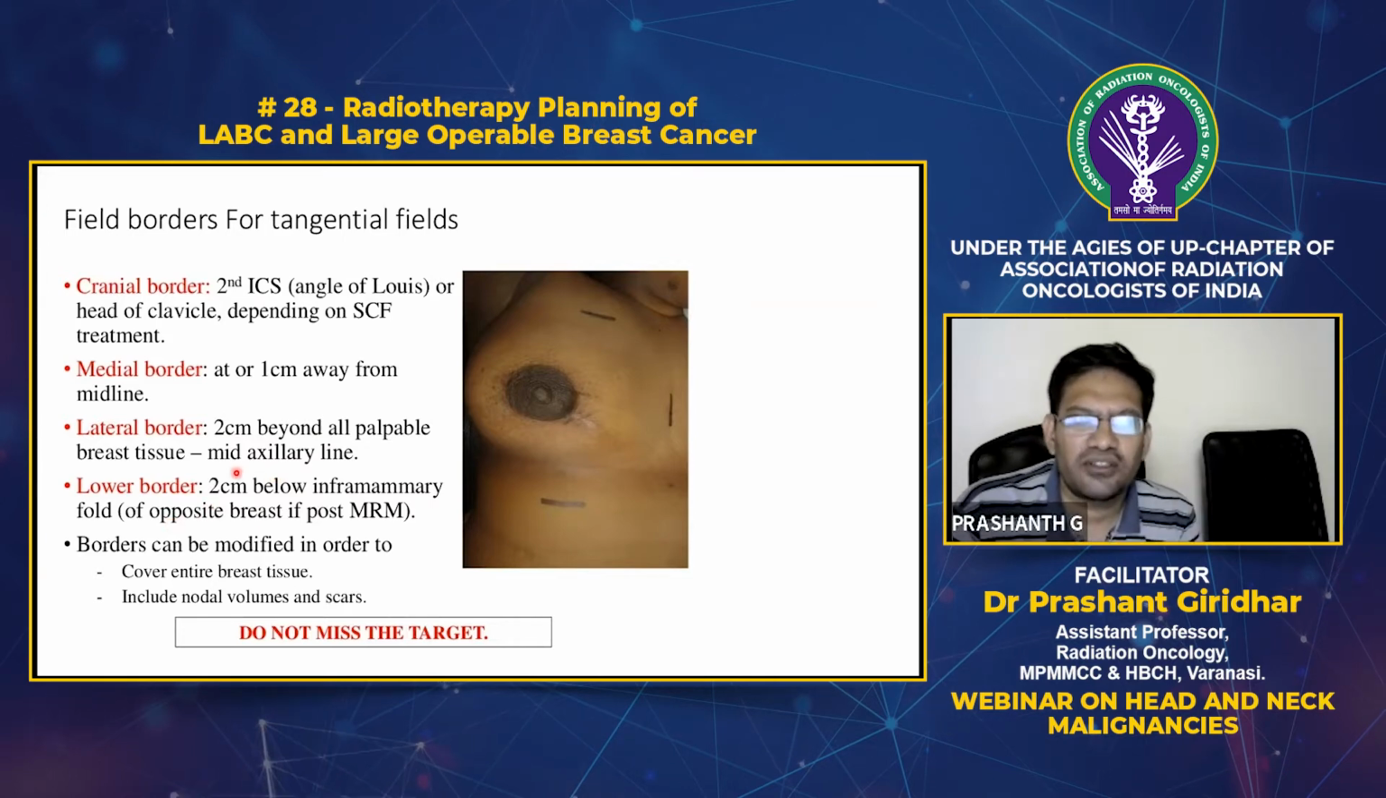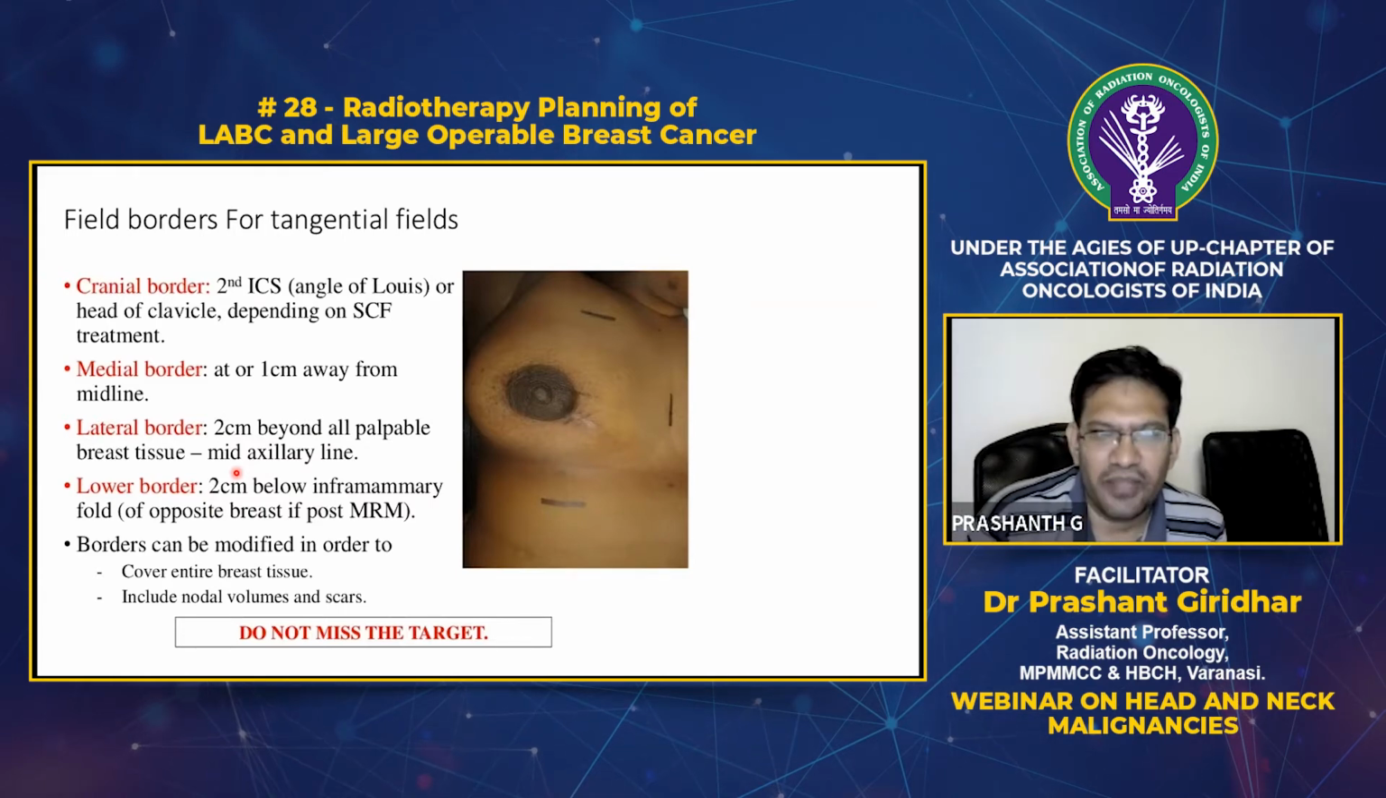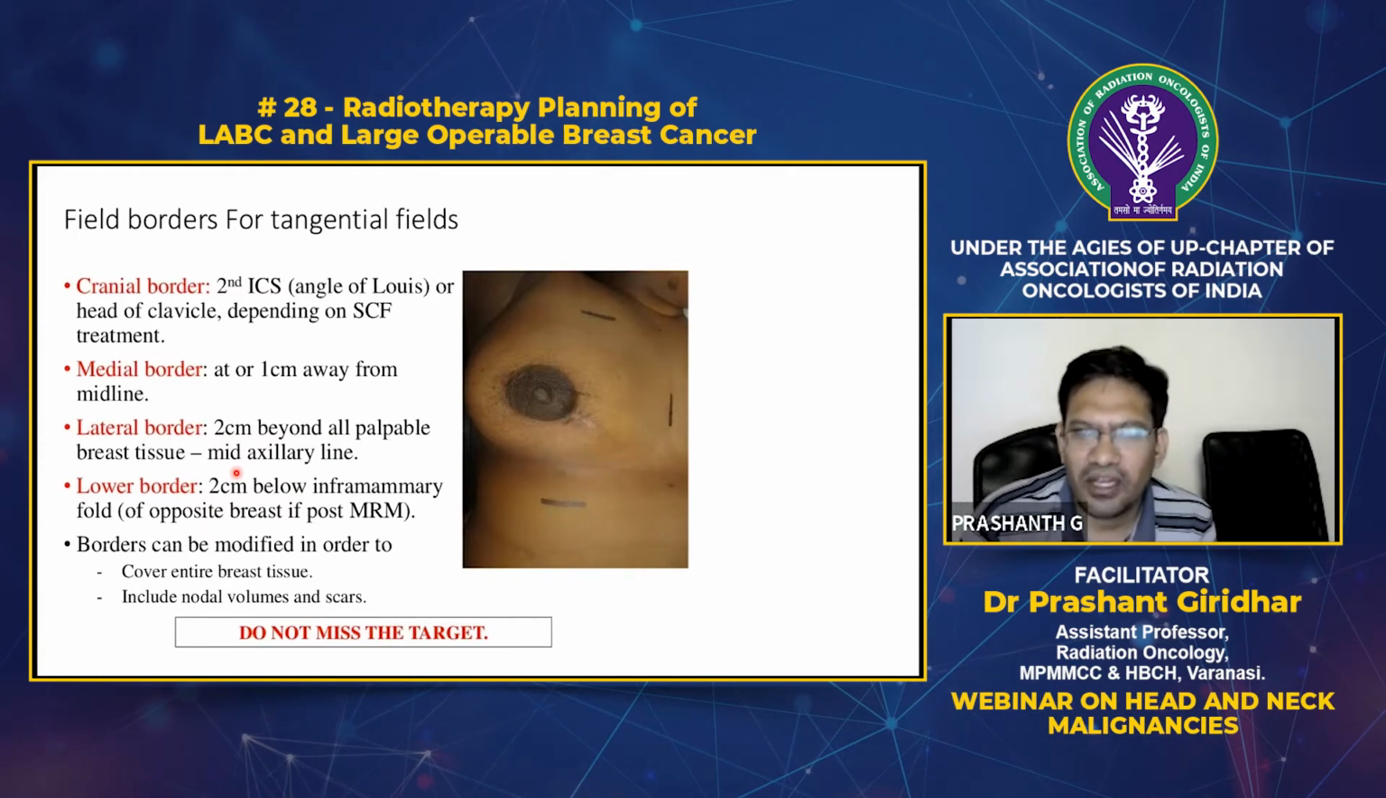So these borders can be modified to an extent to cover the entire breast tissue and, if possible, scars as well. So the main aim is not to miss the target. So this is the first step. You mark out the field borders of tangential fields.